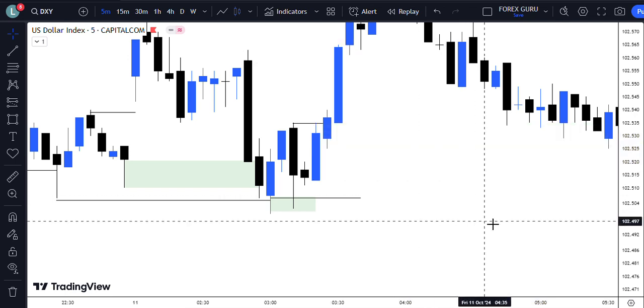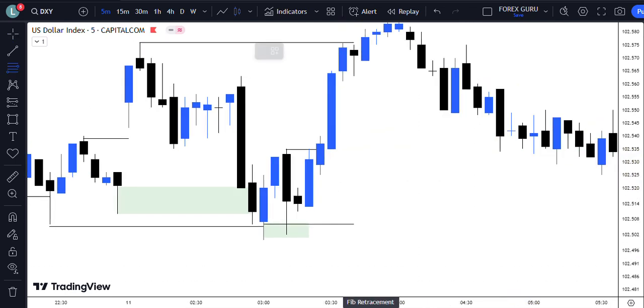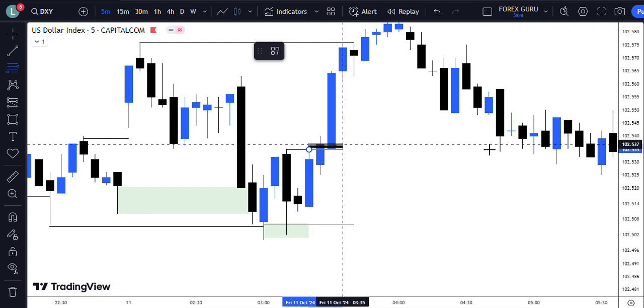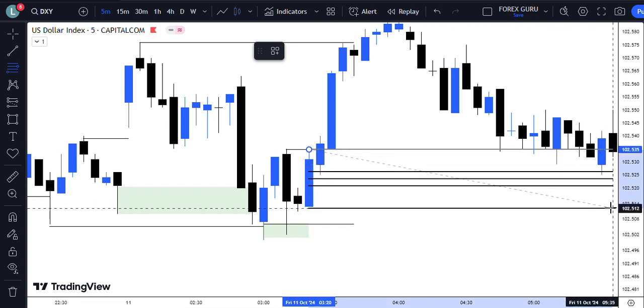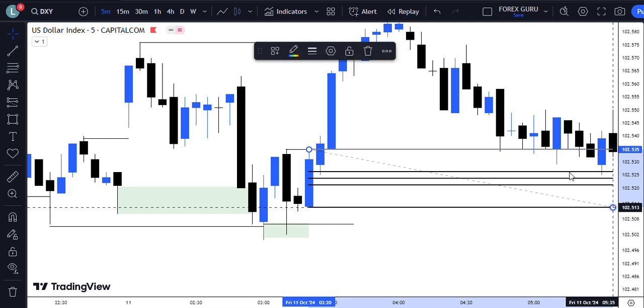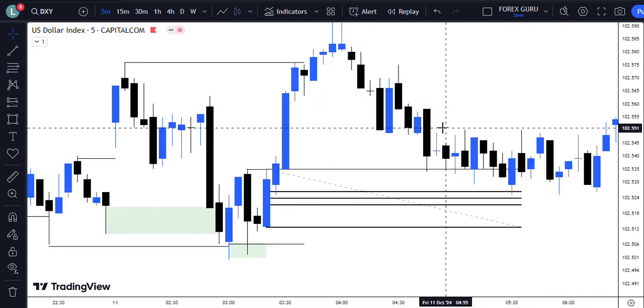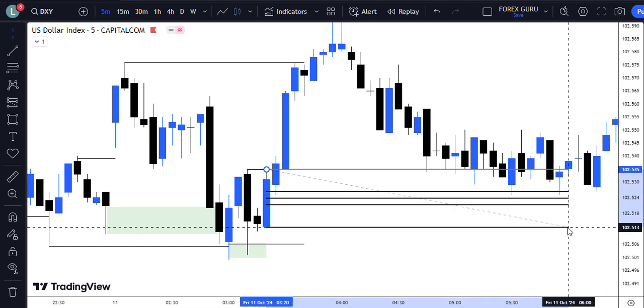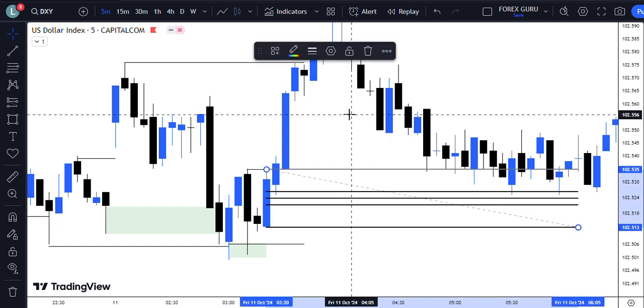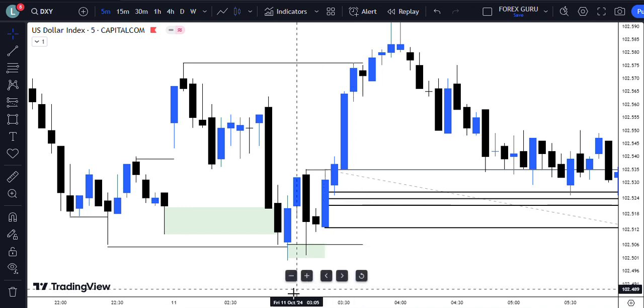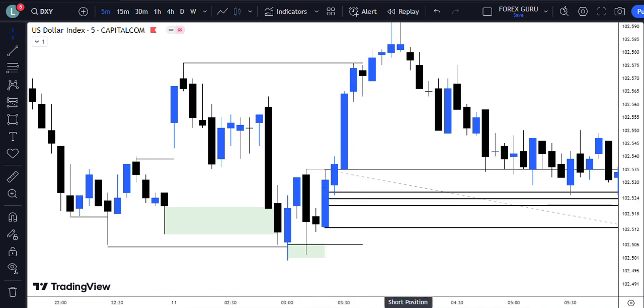Let me use the Fibonacci, because I mostly feel safe if I use Fibonacci on candlesticks that are like this. Okay, so right now let me mark this.